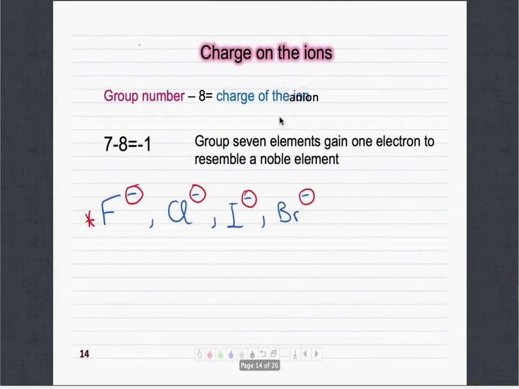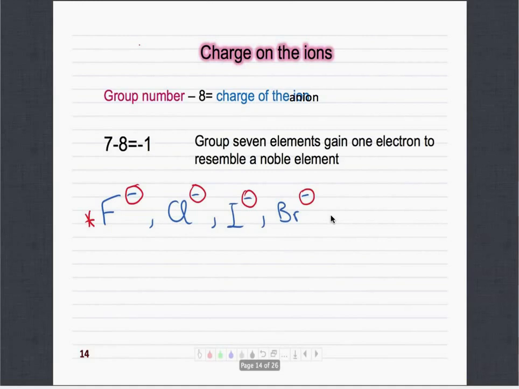Okay, for the same reason that if they gain 1 electron, they're going to look like a group 8 in electronic configuration. This is an example of all group 7A having a 1 minus charge. Now, how are we going to name those?